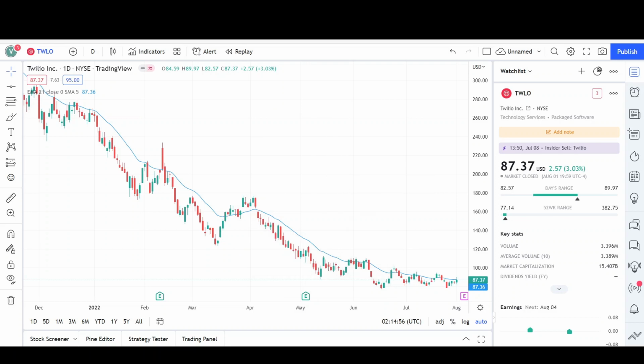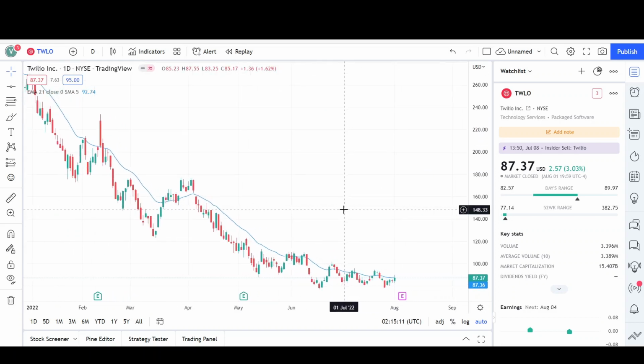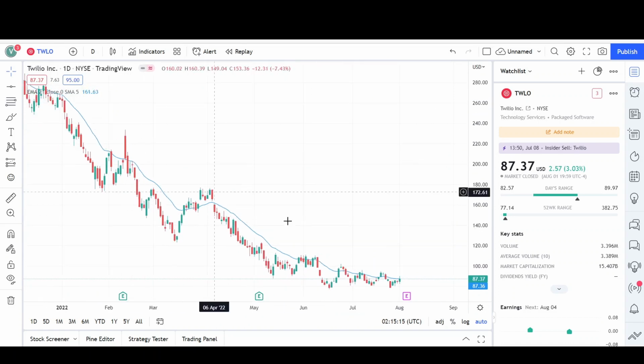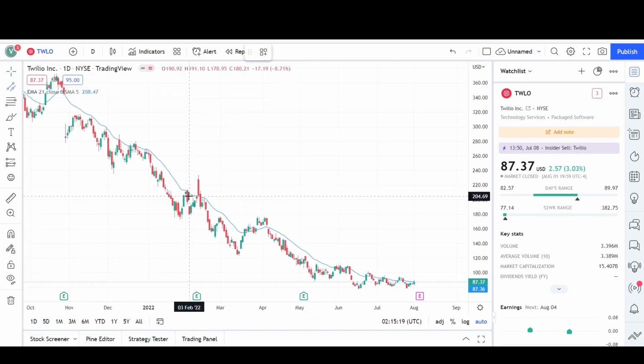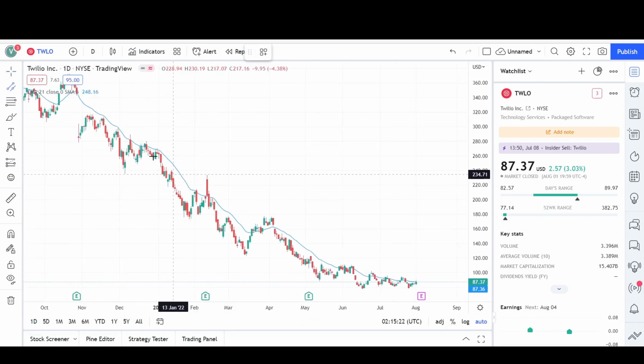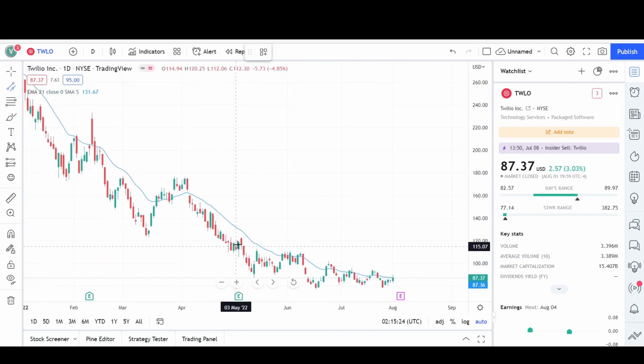I will first go over what I see in the daily chart and finish the video off with the weekly chart. Here we have the daily chart for TWLO and it does not look good. However, you can see that the downtrend is starting to slow down because we are moving at a shallower angle. You can see in the past it was a nice 40 to 45 degree angle. Now this is getting shallower.